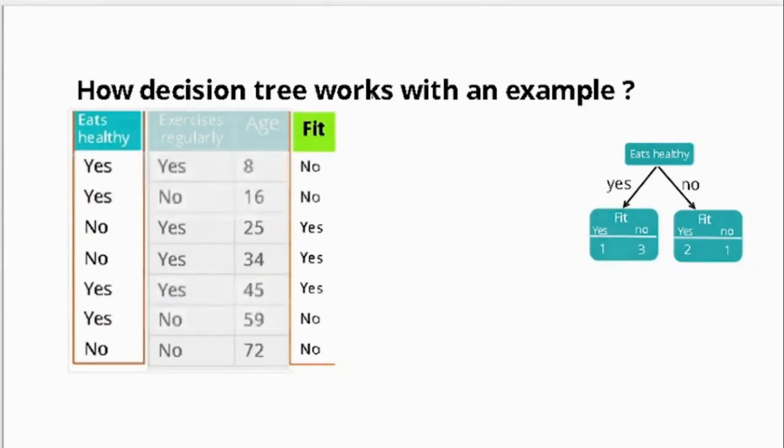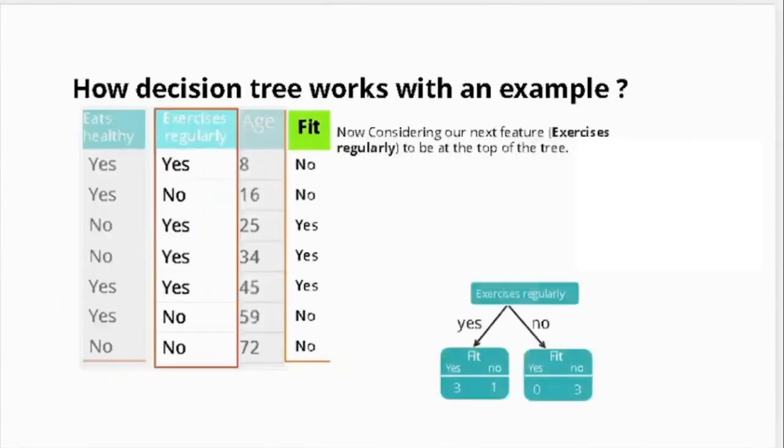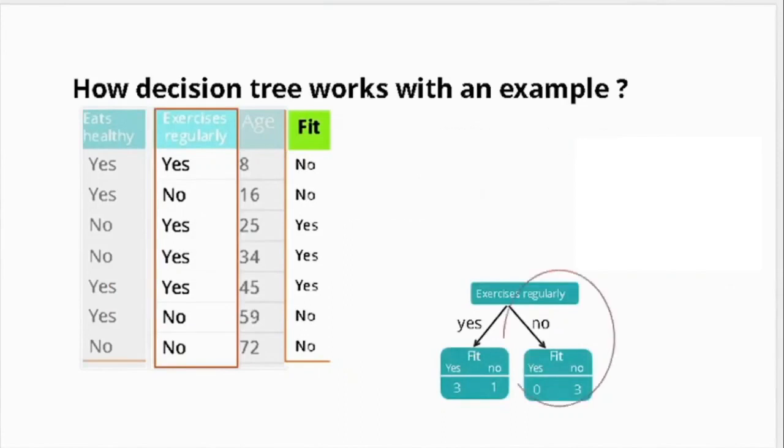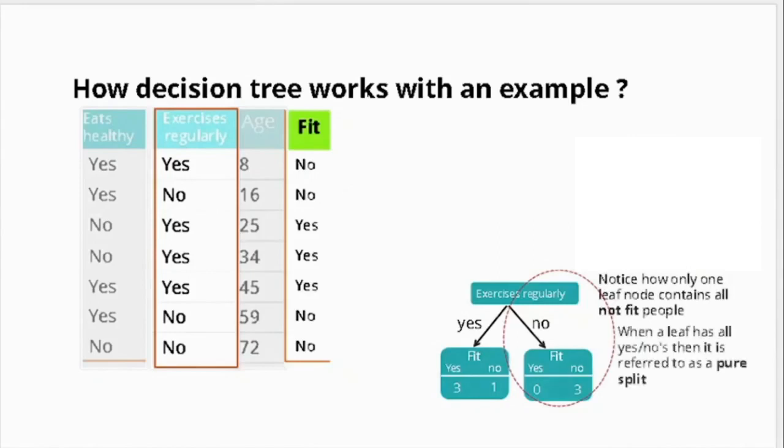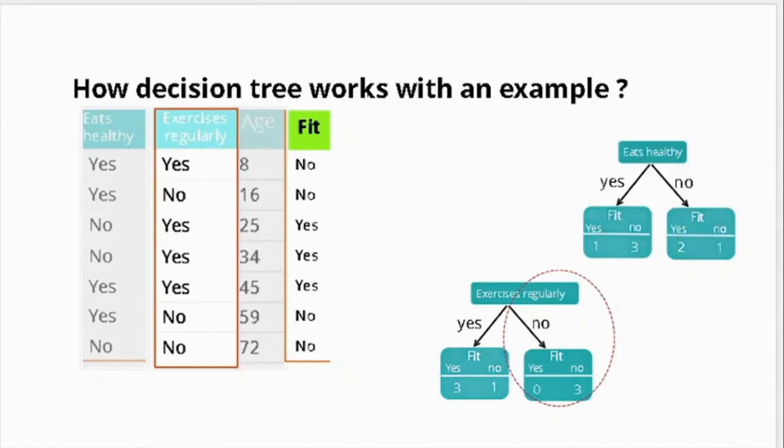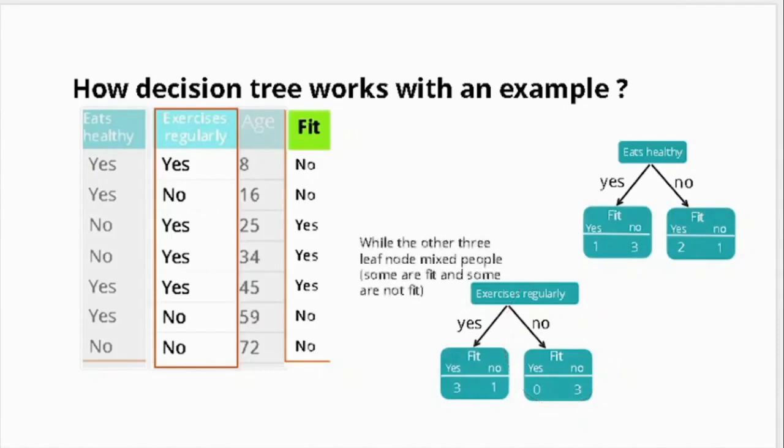Now considering our next feature, exercises regularly, to be at the top of the tree, computing the yeses and no's, we get this decision tree. Notice how only one leaf node contains all non-fit people. When a leaf has all yeses or all no's, it is referred to as a pure split. So in this case, this leaf node is a pure split, while the other 3 leaf nodes contain mixed people, some are fit and some are not fit. Hence, they are impure splits.